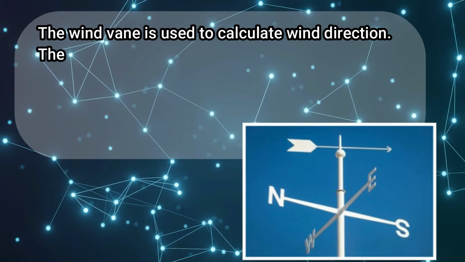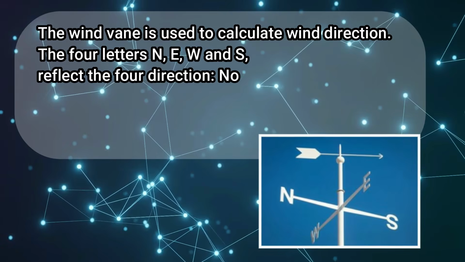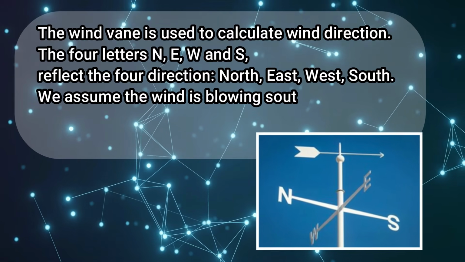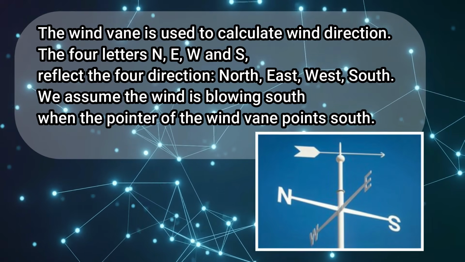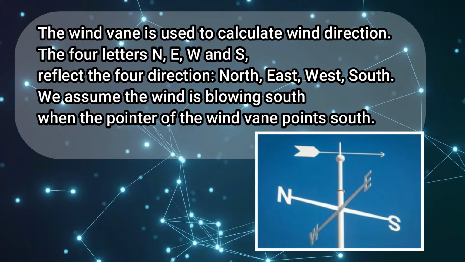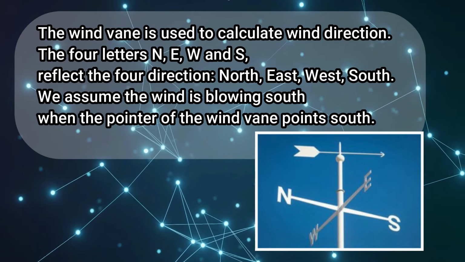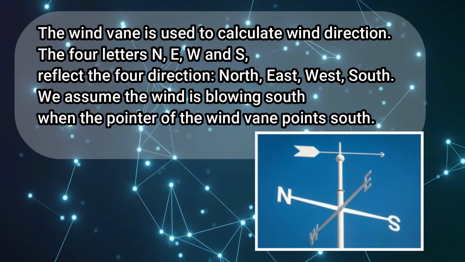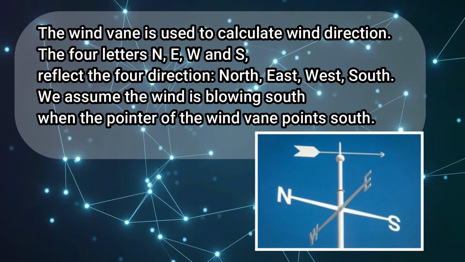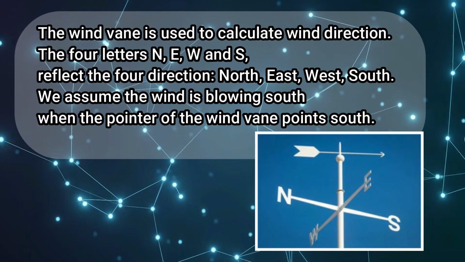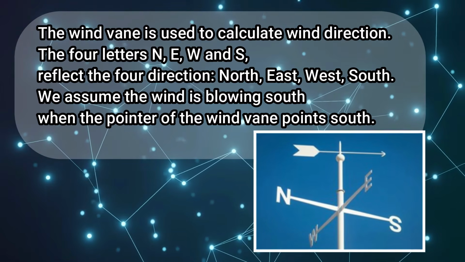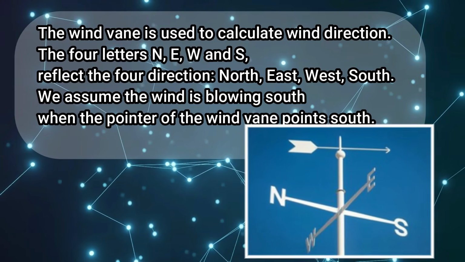The wind vane is used to calculate wind direction. The four letters N, E, W, and S reflect the four directions: north, east, west, and south. We assume the wind is blowing south when the pointer of the wind vane points south.